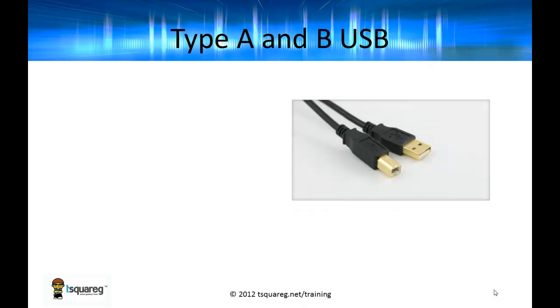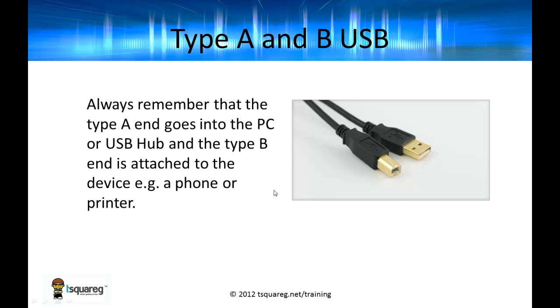Now, people sometimes get confused with the Type A and B ends of a USB cable. So you can see here I've put up a little photograph of a typical USB cable, and you can clearly see there is a difference between these two ends. This end you will always attach to your device, your phone, your e-reader. That's the B end. This end will always go into a USB hub or directly into the PC itself. And it's very important that you remember the A end goes into the PC and the B end always attaches to the device.